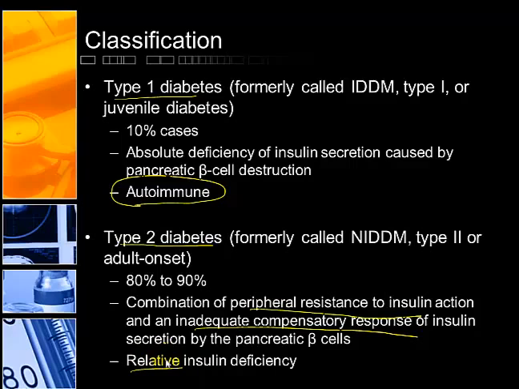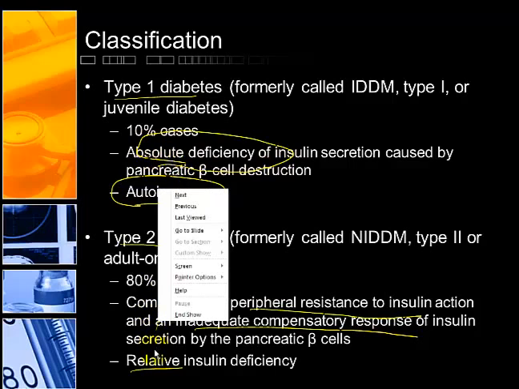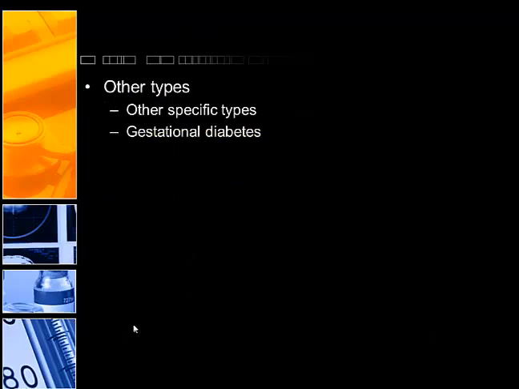The beta cells are perfectly fine. They are able to produce insulin, but over a period of time, they stop producing insulin. So we do need insulin in this case. So we have something called relative insulin deficiency, in contrast to type 1 diabetes, in which we have absolute deficiency of insulin. So the absolute deficiency comes here and the relative deficiency comes over here.